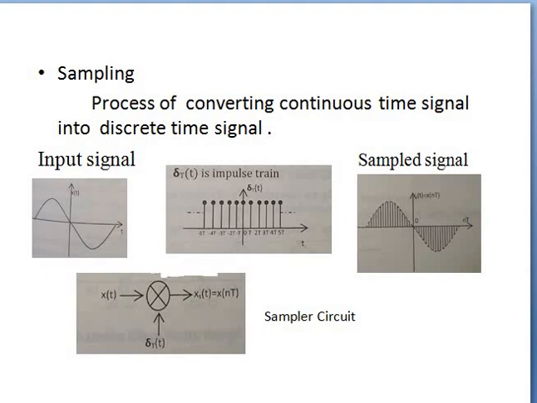The sampling is done by a product modulator or a mixer. The mixer combines the continuous time sinusoidal signal with the train of impulse signal, and the output is the sampled signal. The sampled signal is represented by x of nT.